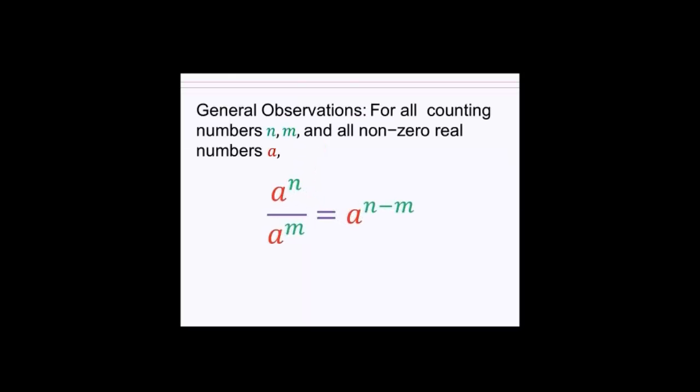All right. So now we can summarize our observations as following. For all counting numbers n and m, and for all non-zero numbers a, we need non-zero because we have a division here. You can't have division by 0, so that's why we need to say non-zero real numbers a, or non-zero mathematical objects would work too. As long as your denominator is non-zero, same base, power of n on numerator, power of m on denominator, m of these would cancel out with n of these and you'll end up with that.